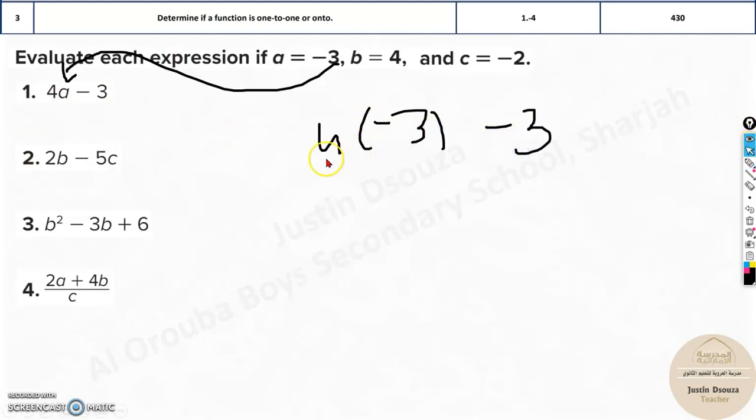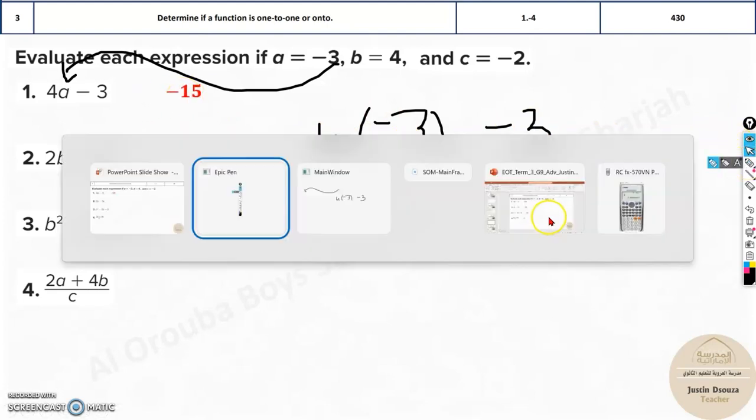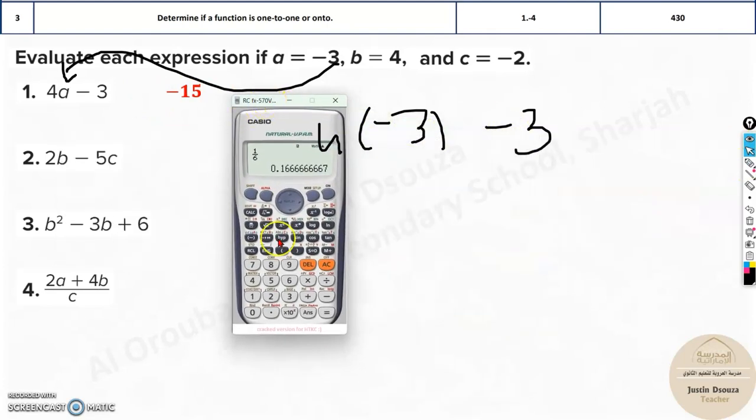You can do it in your mind itself. 4 times -3 is -12, minus 3, it's -15. Otherwise, you can just use your calculator over here. 4 times -3. Remember to use brackets when you're using negative numbers, and that's it.